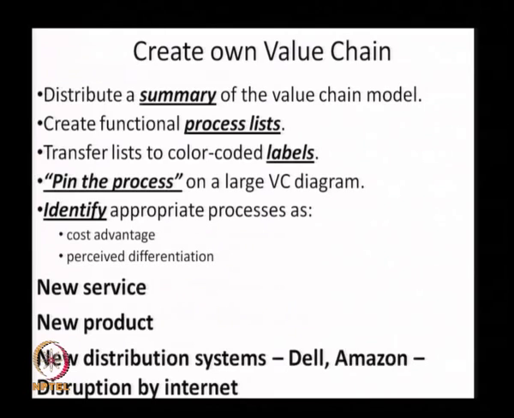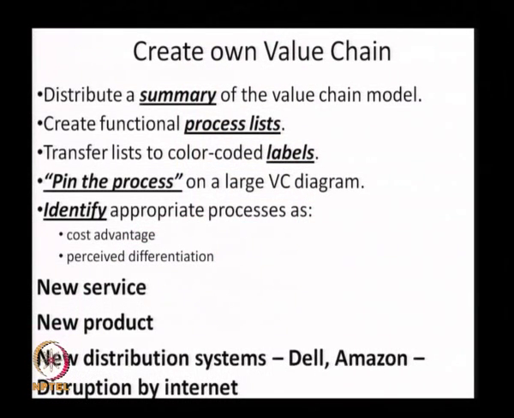or in some cases, the biggest example is the new distribution system that Dell or Amazon created, because you know the disruption that was created by the internet in the early 2000s, that is when e-commerce as a business proposition, both business to business and business to consumer, took the entire value chain. It changed the way in which we viewed this value chain, and this disruption remodeled the value chains of big entities.